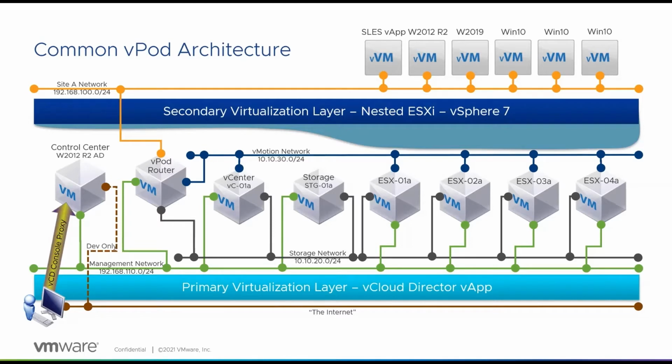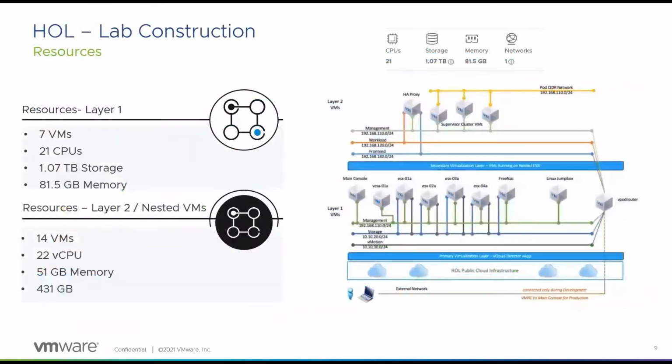To show you some of the stats, which are really exciting, here's our particular lab, the 2151. From a layer 1 perspective: 7 VMs, 21 vCPUs, 1.07 terabytes of storage, and 81.5 gigabytes of memory. From a layer 2 perspective: 14 VMs, 22 vCPUs, 51 gigs of memory, and 431 gigs of storage. You can imagine the amount of resources it takes to run this at scale.